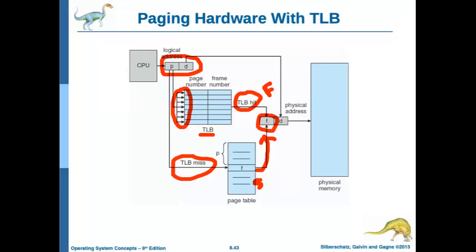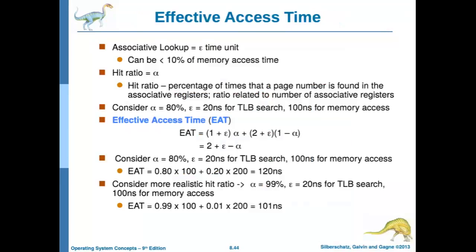So it is exactly the same as your previous slide of paging hardware. The only thing is this time we have added one part to it, that is the TLB, and two operations, TLB hit and TLB miss. The meaning of TLB hit is the page number is found in the TLB, and TLB miss means the page number is not found in the TLB.